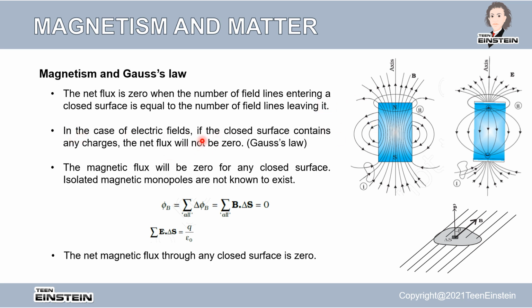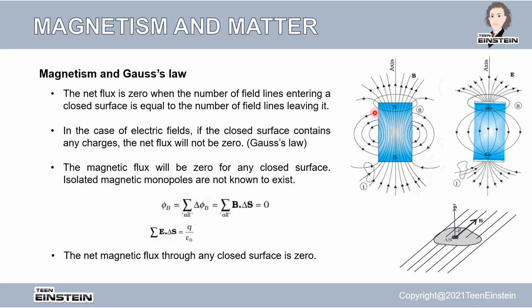In the case of an electric field, if the closed surface contains any charges, the net flux will not be 0. For example, in this case, this is an electric dipole, this is plus, this is minus. We have a region 2 here and a region 1 here. If you look at 1, the number of field lines entering is equal to the number of field lines coming out of it, so the net flux in 1 equals 0. But if you look at the net flux in 2, the number of field lines coming out is much more than the number going in, because all the field lines are coming out, as there is only one positive charge inside. So in this case, the net flux is not 0. This is from Gauss's law.